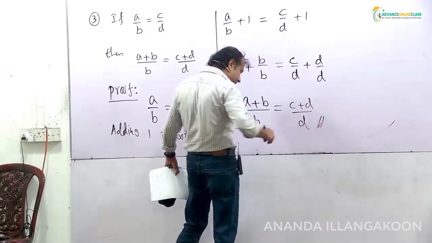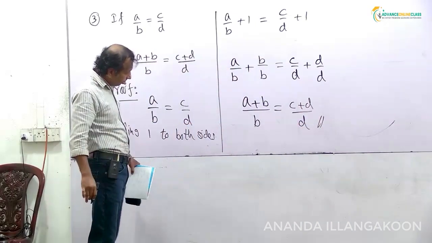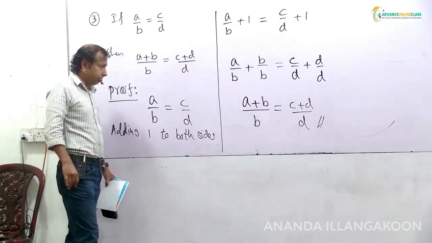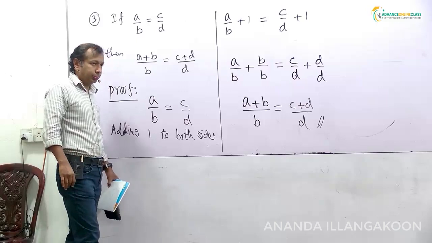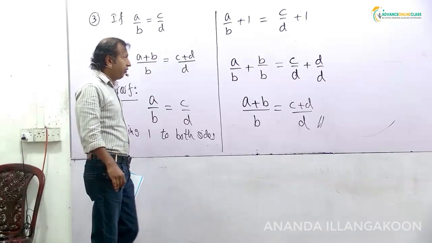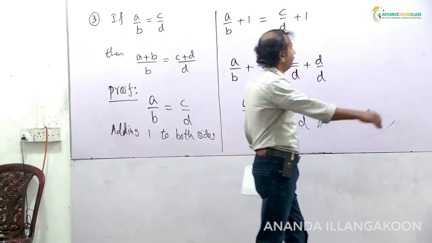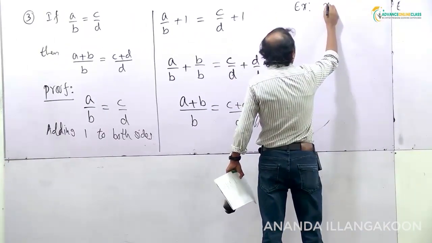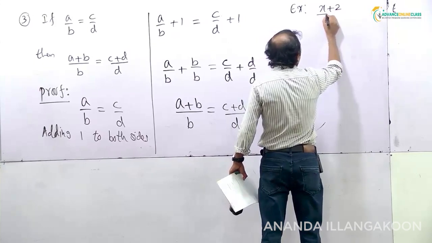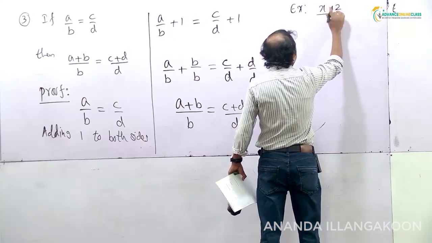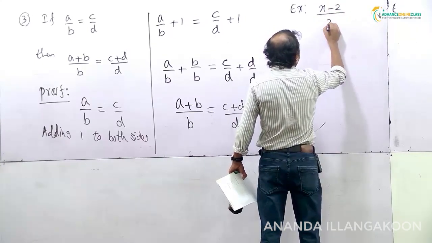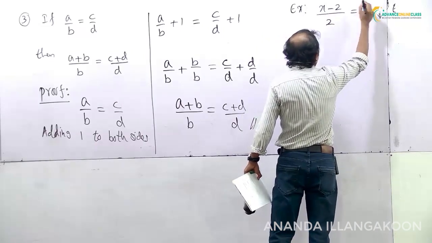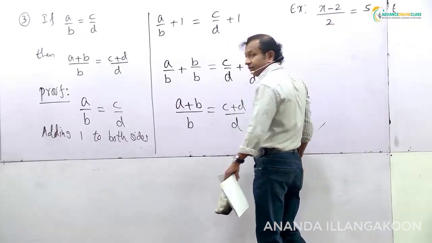Right. See here. Let's see how to use this. Suppose we have an equation x plus 2, x minus 2 divided by 2 equals 5. Okay.